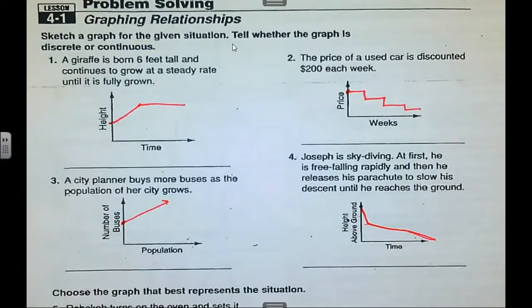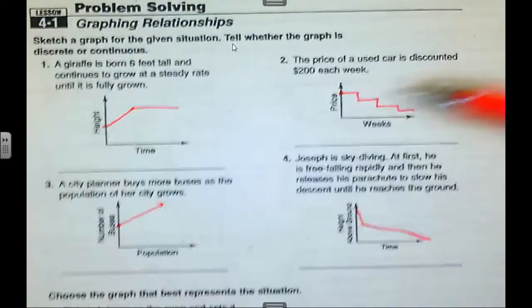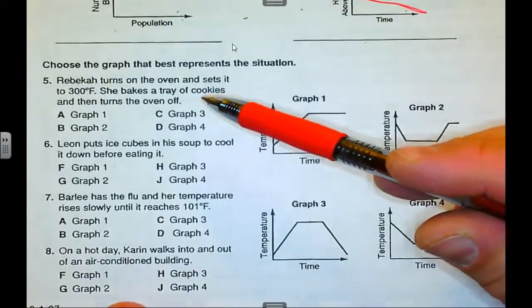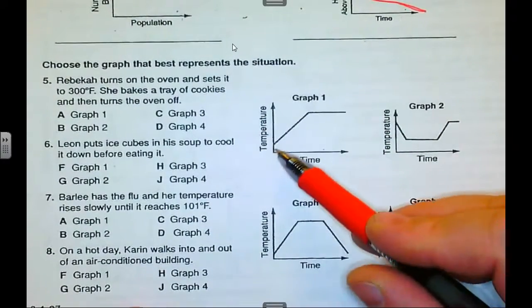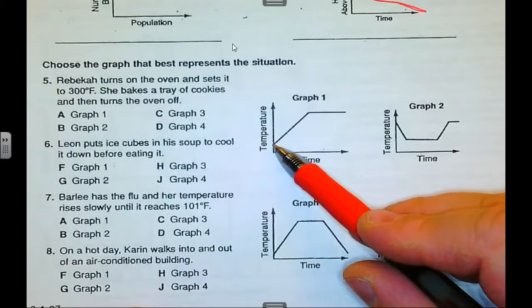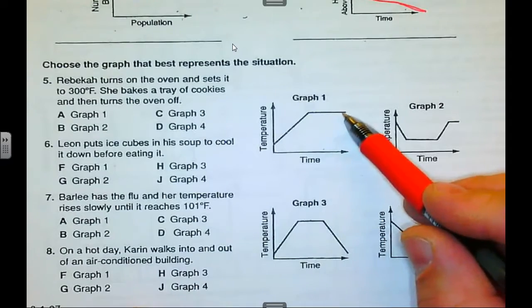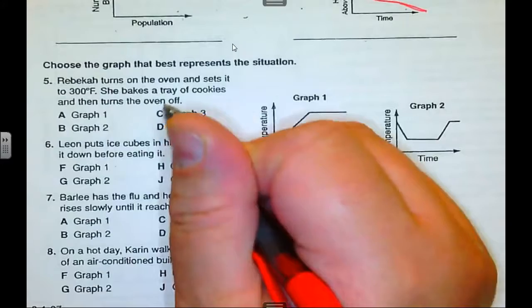Number five, Rebecca turns the oven on and sets it to 300 degrees Fahrenheit. She bakes a tray of cookies and then turns the oven off. So the oven temperature is going to rise, stay flat for a while, and then decrease. So it's going to be graph number three.